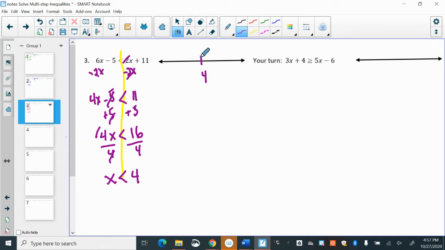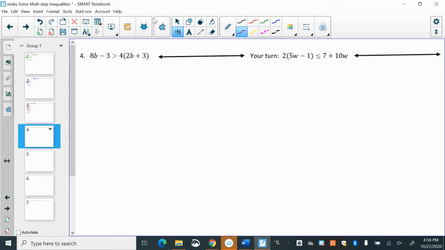We go to 4 on our number line. We have an open circle. Now it's saying x is less. The mouth is open towards the 4, saying 4 is bigger than any x that we can come by. So where x is smaller than 4, that would be to the left. Again, you try your turn one. Check your answer against the key.